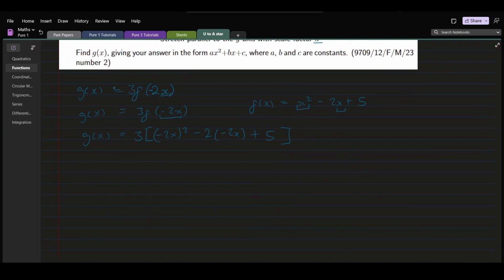So g of x is equal to 3 times (-2x squared gives us 4x squared, plus that's 4x, plus 5). And if we expand this, g of x is equal to 12x squared plus 12x plus 15. And this would be the final answer. So that's it for the functions video. Now going to work on topical questions for functions.